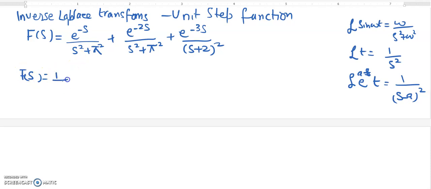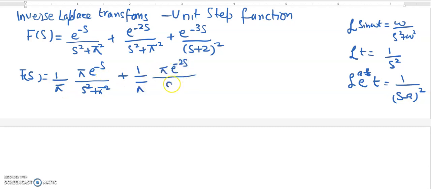So I can put pi over here, and then pi e power minus s over s square plus pi square. I can write it like this because for sine, omega was here. So if pi is omega, then that omega should be here, and then we have to divide by pi over here as well. Similarly for the second term, I can put pi, and then it will be e power minus 2s over s square plus pi square. And for the last term, let's write it just like this as of now.